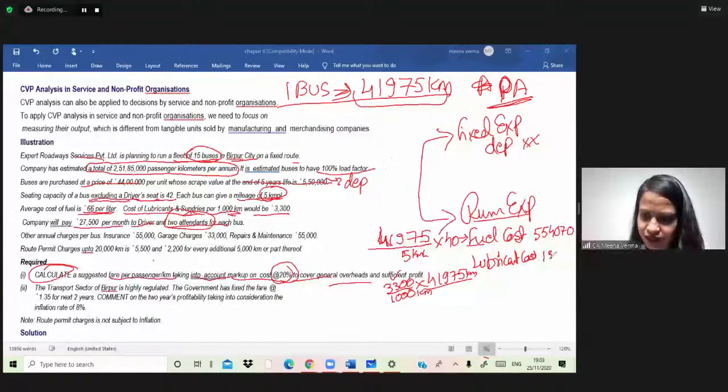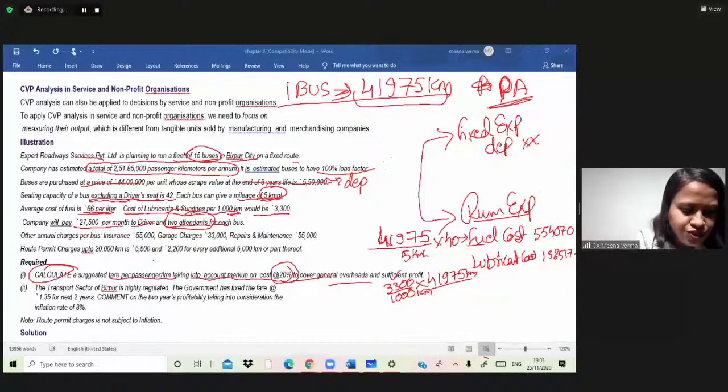This is 138,517.50. Okay, I'm ignoring that, you can write 0.50. So this is the lubricant cost. What information do we have further?